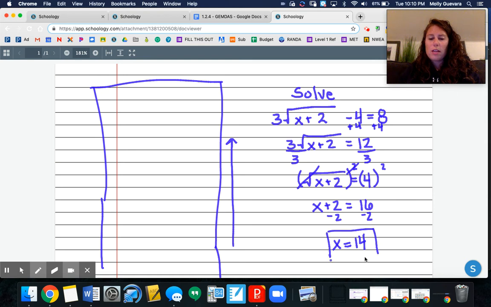So you didn't even know it, but you were always going in the reverse order of GEMDAS when you're asked to solve. Okay, and that's something you probably didn't even know that you were doing. So that's kind of cool.